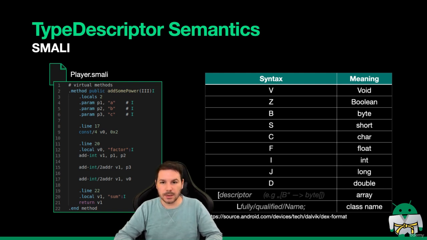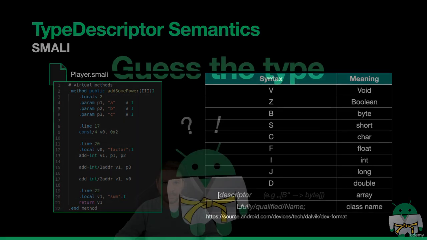Alright, we can also see those capital I's after those parameters. And yeah, at the sum and factor we also got this type definition, but that's all. In this function there are only integers available.